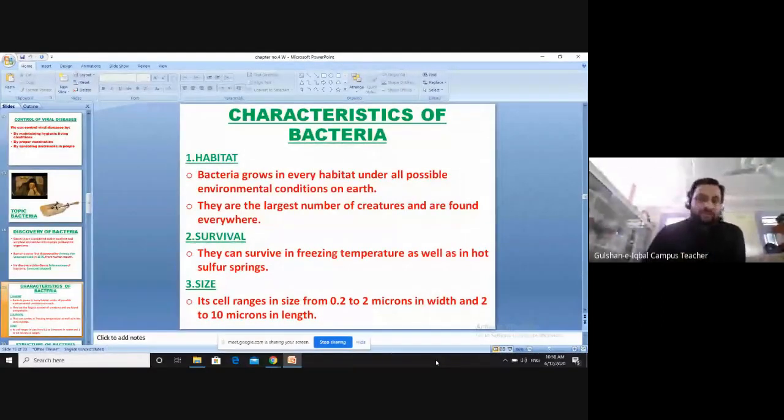What is the size of bacteria? A bacterial cell is 0.2 to 2 microns in width and 2 to 10 microns in length. Microns are a little bit bigger than nanometers. Last time about viruses we studied nanometers. Nanometer is a smaller unit. Microns or micrometers are a little bit bigger unit. So bacteria are bigger in size than viruses. Their cell ranges from 0.2 to 2 microns in width and 2 to 10 microns in length.